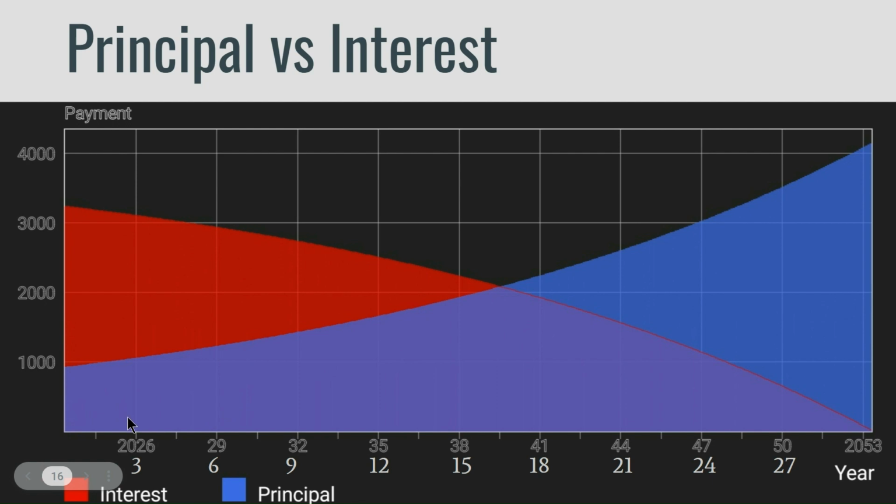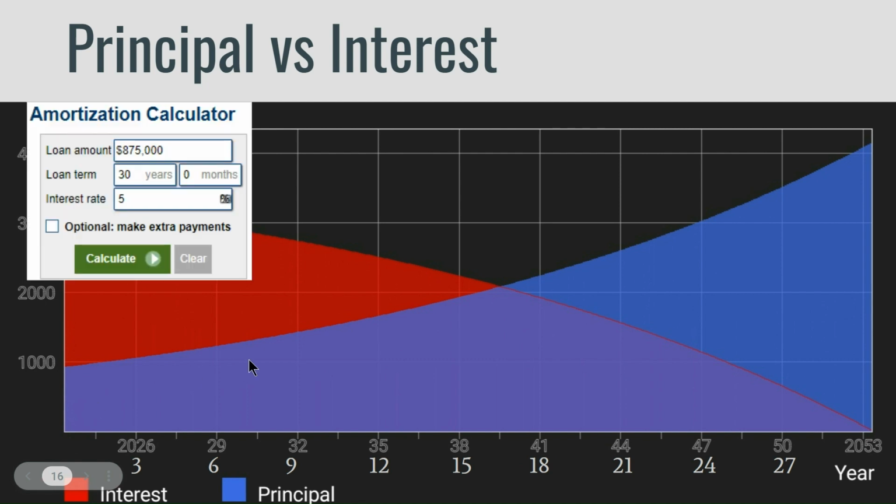The markers here are the third year, 6 years, the ninth year, the 12th year, 15, 18, 21, and so on, up to the 30 years at the end. So I just want to mention where we are on this graph. To start, I'm using an $875,000 loan amount with a 30-year term and a 5% interest rate.